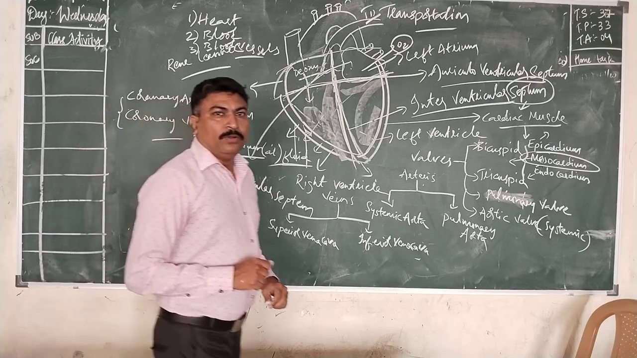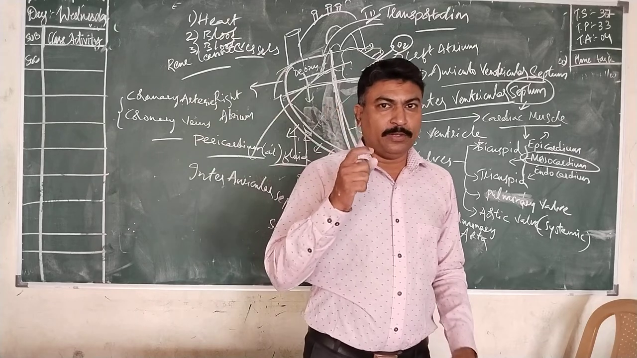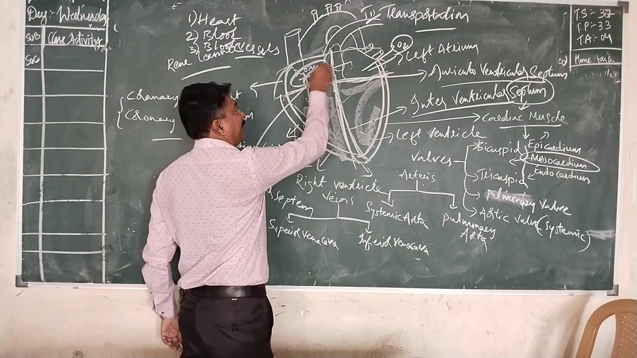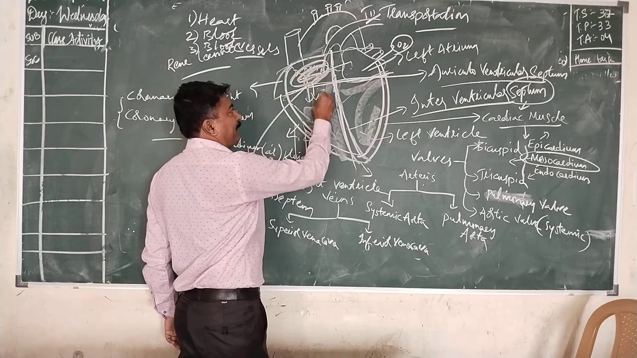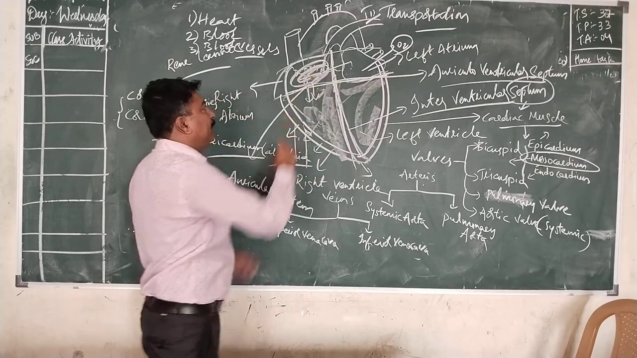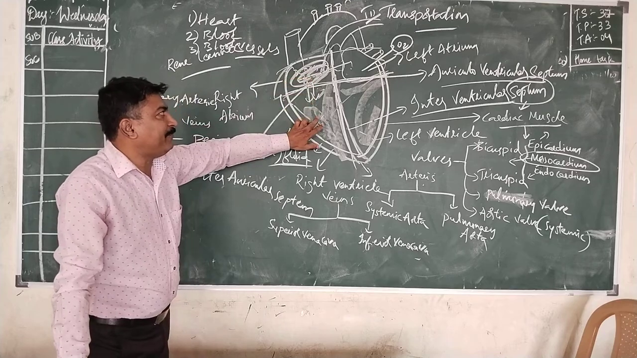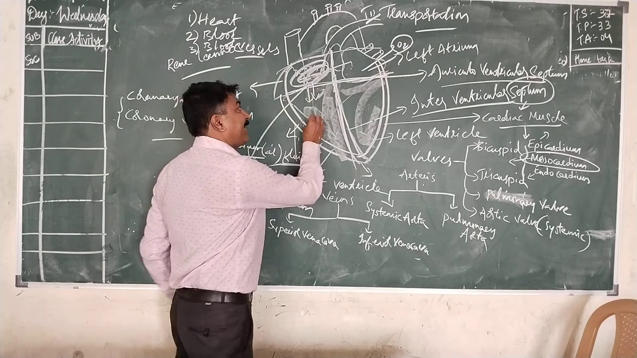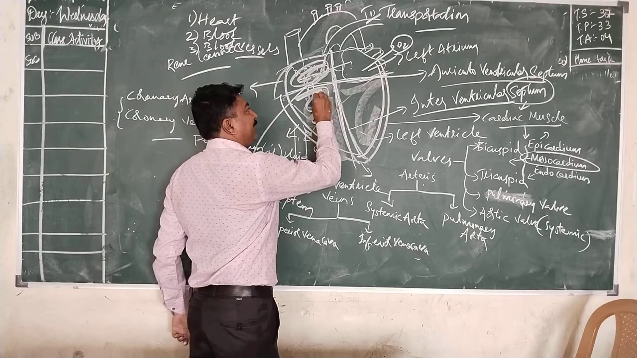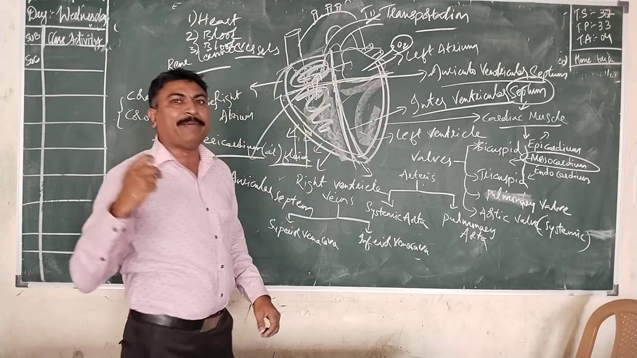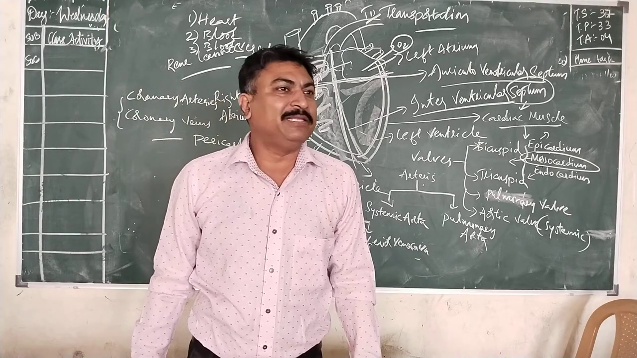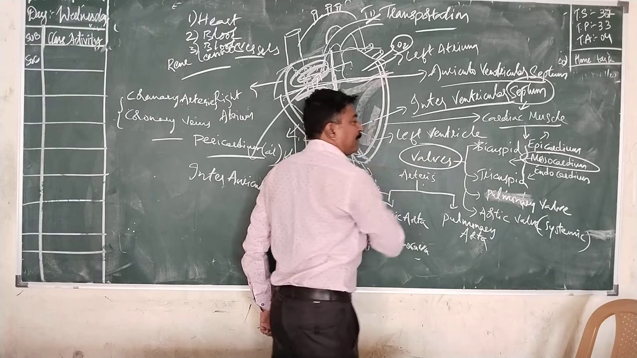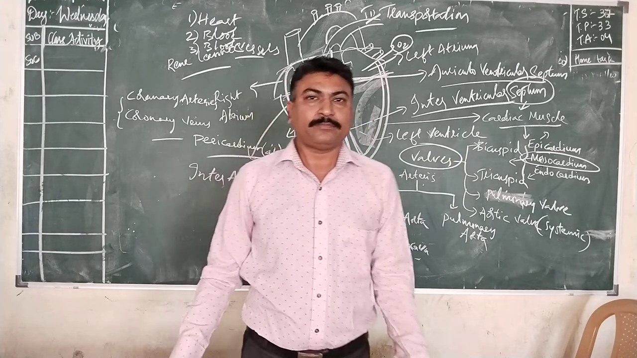Now, when it comes to blood, blood is completely filled in the auricle and it will be supplied to the ventricle. That is, the right auricle will pump the blood into the right ventricle and the left auricle will pump the blood into the left ventricle. When these ventricles are completely filled with blood, there is a chance of blood being pumped in reverse into the auricles. But this will not occur because of the presence of walls in our heart.